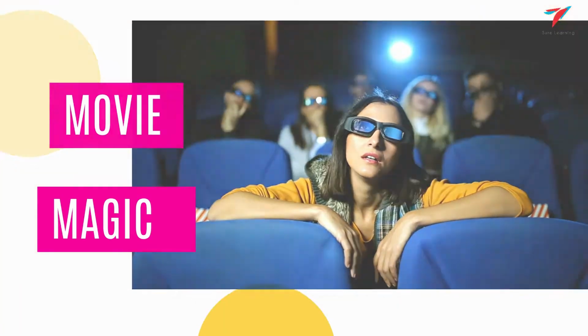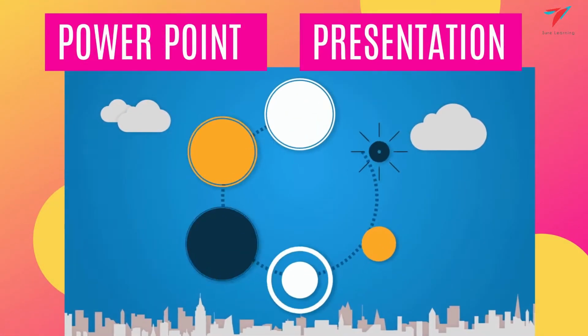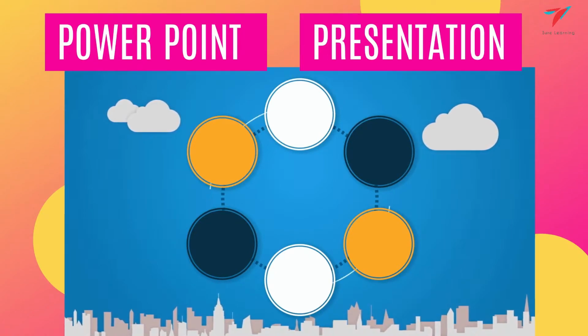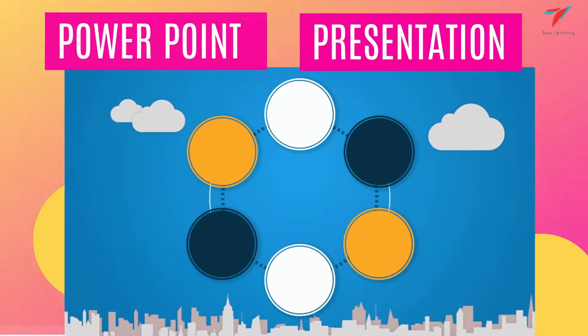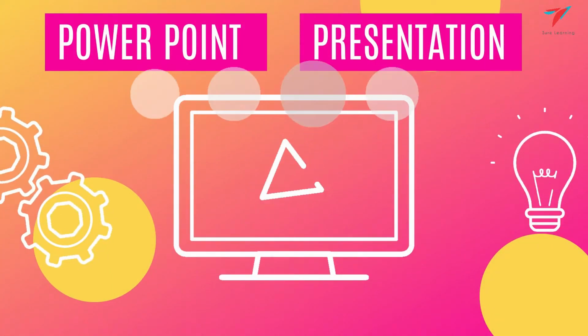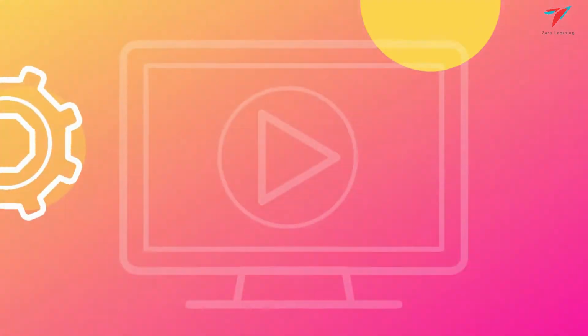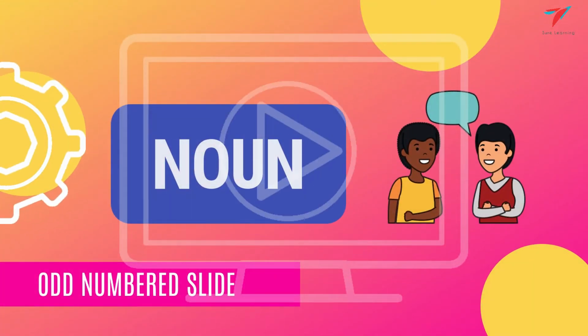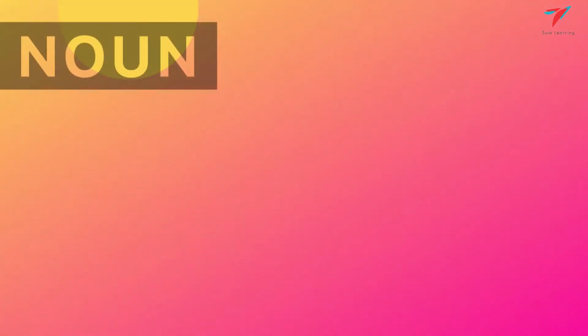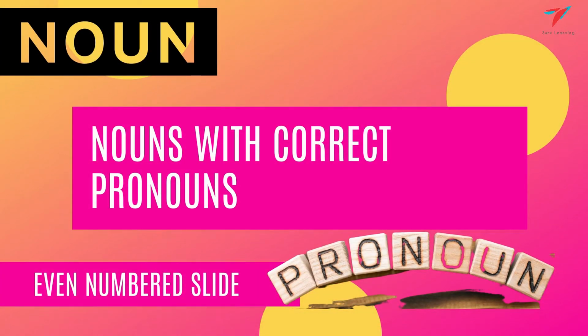Movie magic. If your class loves PowerPoint presentations, you can pique their interest in your grammar activity. Simply set up a presentation ahead of time that you can use at the end of a lesson as a review game. Create a PowerPoint presentation or slideshow in which each odd numbered slide features a sentence with at least one noun. On the even numbered slides, add the sentence again, but replace the nouns with the correct pronouns.